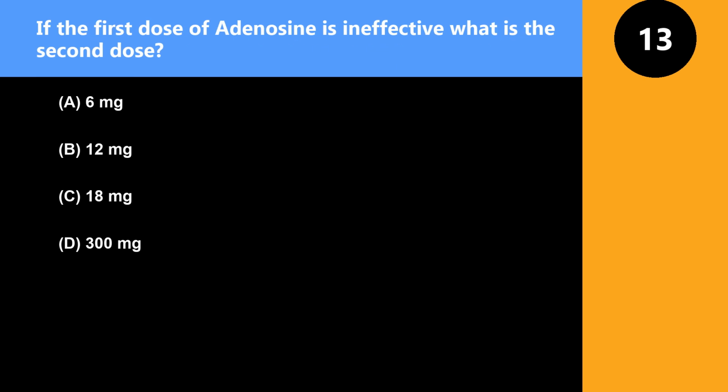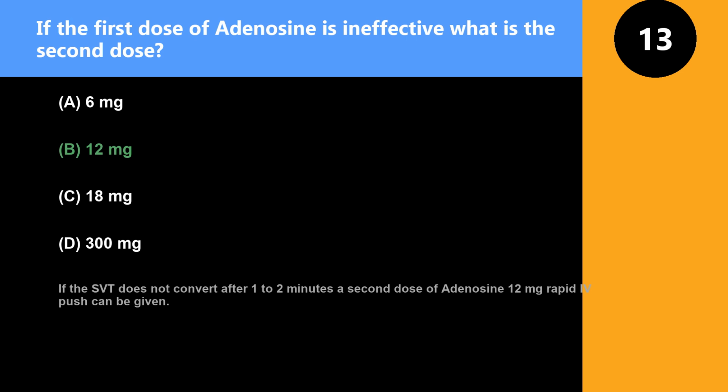Question 13. If the first dose of adenosine is ineffective, what is the second dose? Option A, 6 mg. Option B, 12 mg. Option C, 18 mg. Option D, 300 mg. The correct answer is option B, 12 mg. If the SVT does not convert after 1 to 2 minutes, a second dose of adenosine 12 mg rapid IV push can be given.